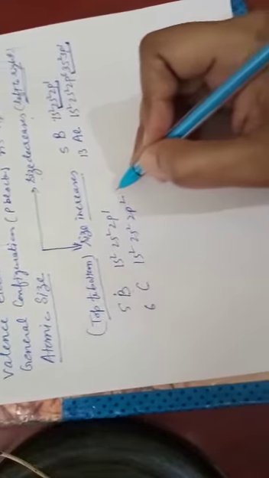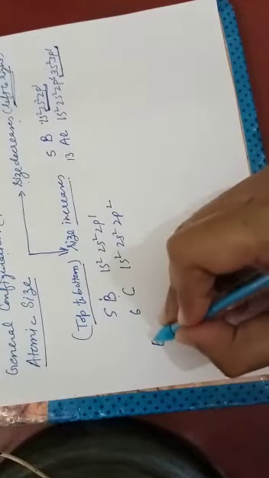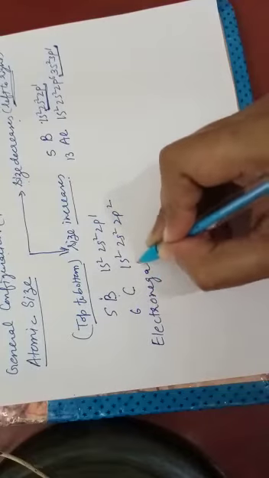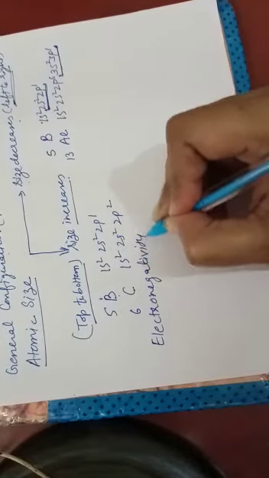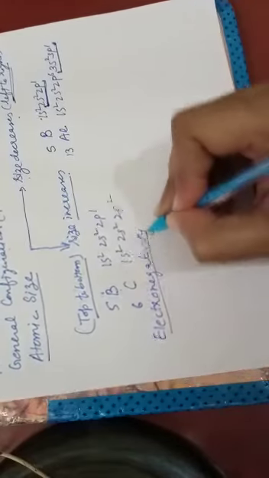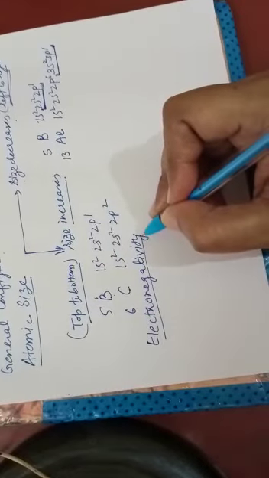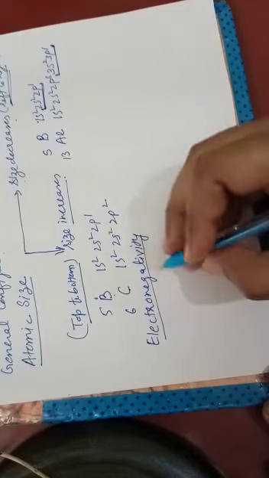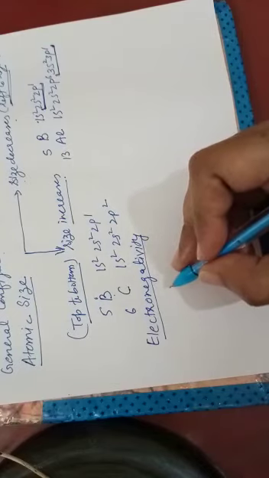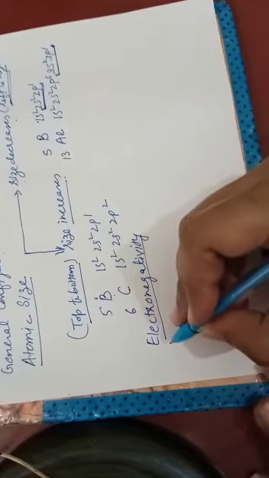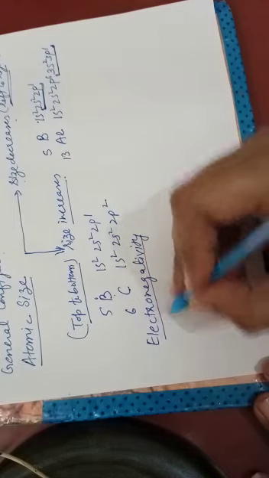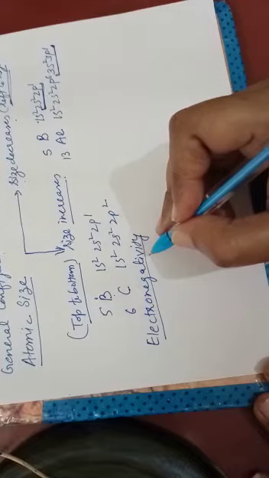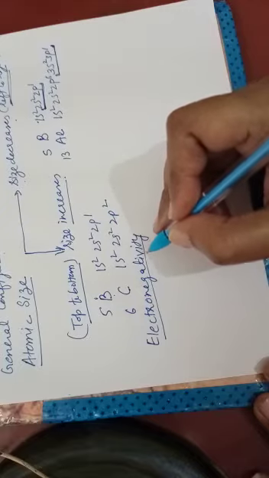Now talk about electronegativity. It is not a new term for you. What is electronegativity? Can you tell me about electronegativity? The ability to attract the shared pair of electrons towards itself is known as electronegativity.